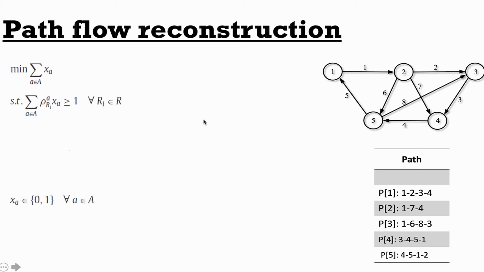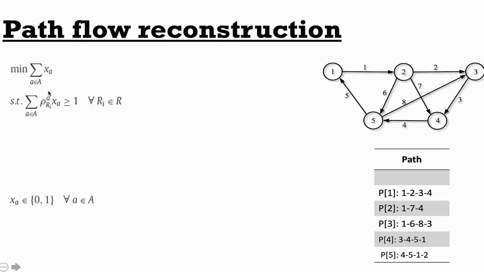Okay, now let's get to the formulation that we have for this network. In this network, the objective function is minimization. So what we try to do is to minimize a summation of xa. xa is a binary variable, and the subscript a here shows links. So basically what we try to do is minimize the number of links here.